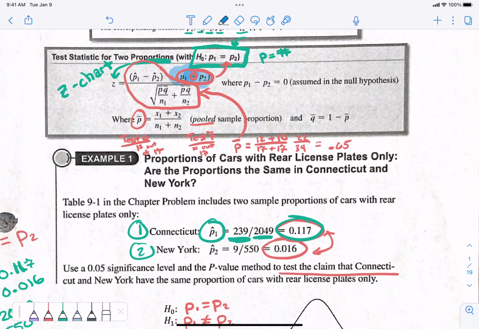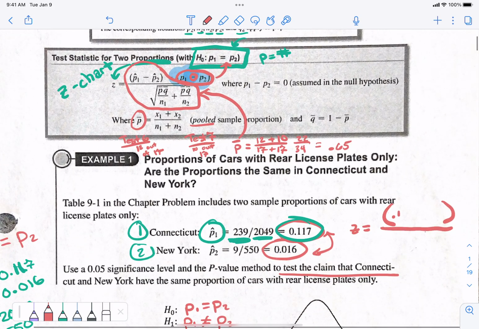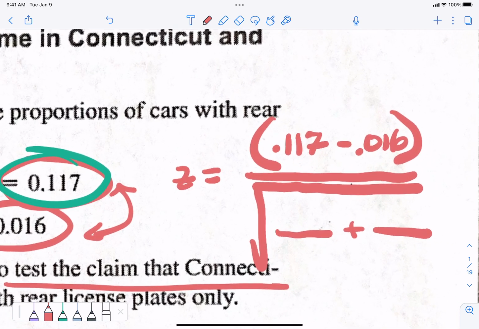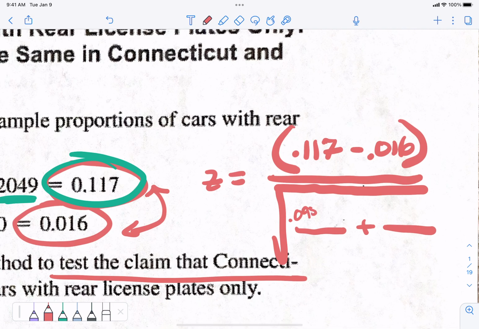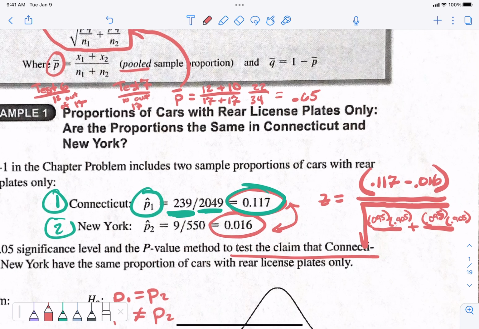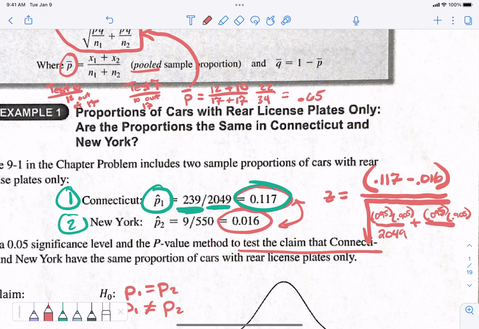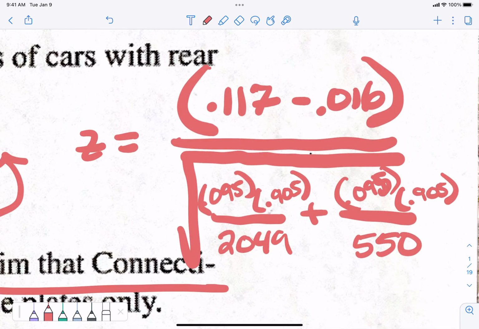So I've got to get this all on one screen here. Z equals, I'm going to put it over here. On the top, we've got P hat 1 minus P hat 2, so 0.117 minus 0.016. Okay, on the bottom, open up a massive square root, and you've got two things that you're going to put together. P bar, Q bar. 0.095 is P bar, right? And then 0.905. And the bottom numbers are my N1 and N2, which is 2049 and 550. That's a lot of things. Okay?